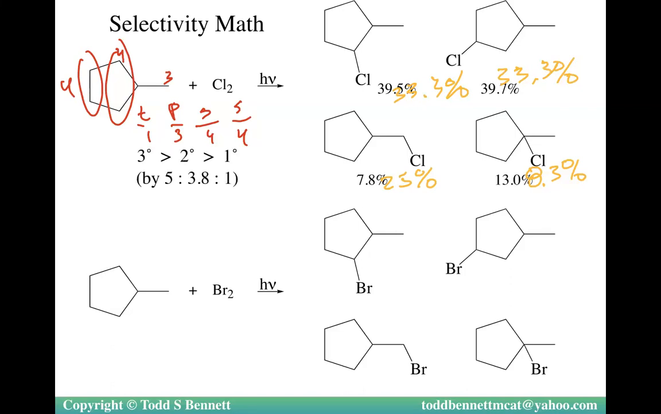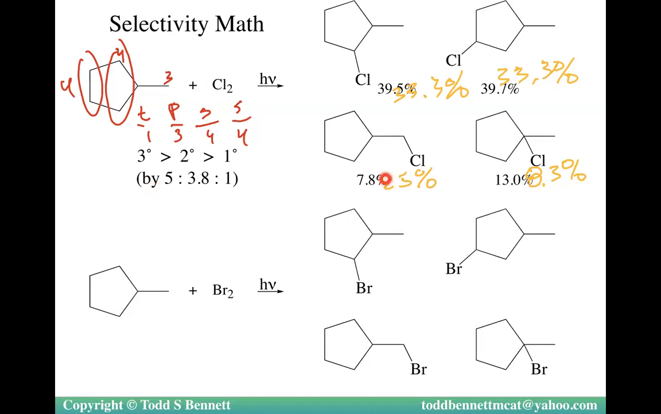So let's see how this worked. 39, slightly more than expected. 7.8, 1/3 of what I expected. In fact, lower than 1/3 of what I expected. And this one, about 1.5, maybe 1.6 times as preferred. So these numbers, we'd have to do the same ratio as before.